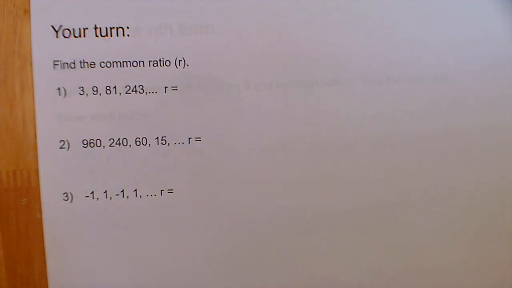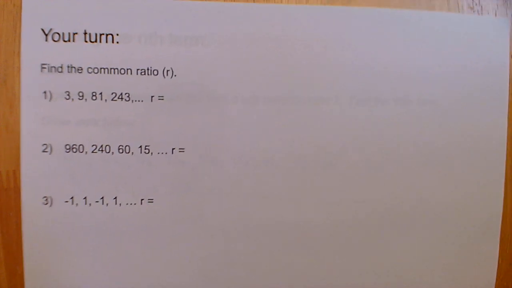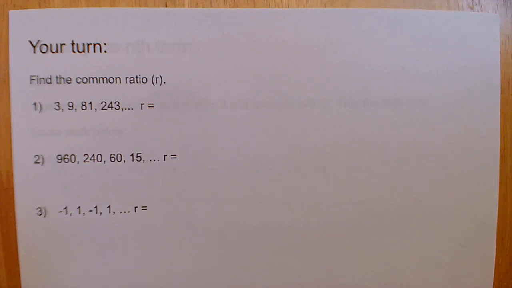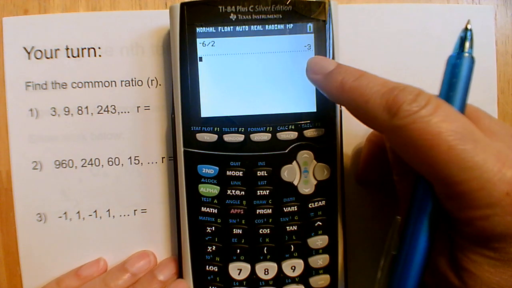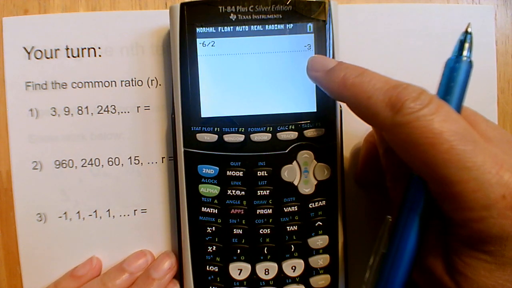Your turn. Okay. For these, we have to go and find our common ratio. So in your slide deck, I actually said, divide the second by the first and then see if it works every time. You have to see if it works. You can't just stop at this and say this is the common ratio. We have to make sure it works all the way through.